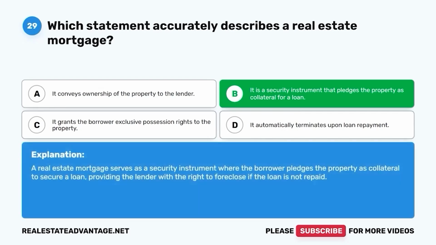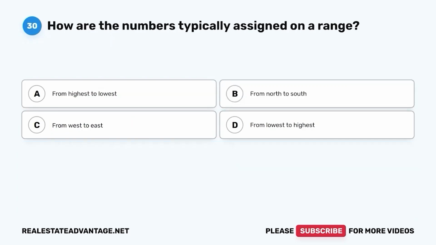A real estate mortgage serves as a security instrument where the borrower pledges the property as collateral to secure a loan, providing the lender with the right to foreclose if the loan is not repaid.